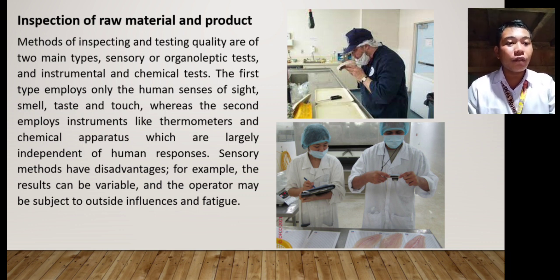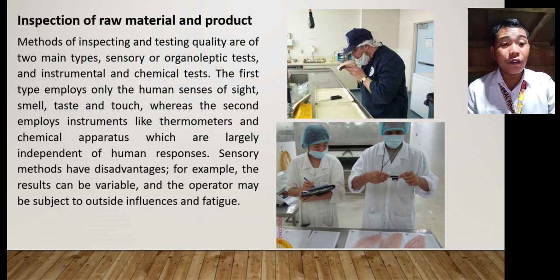Whereas the second employs instruments like thermometers and chemical apparatus which are largely independent of human responses. So, with the chemical test, we can say that it gives a more accurate result because it goes through certain laboratory tests, chemical tests.